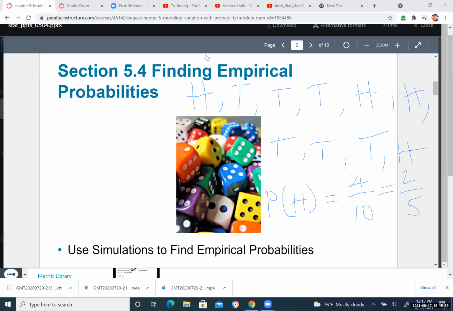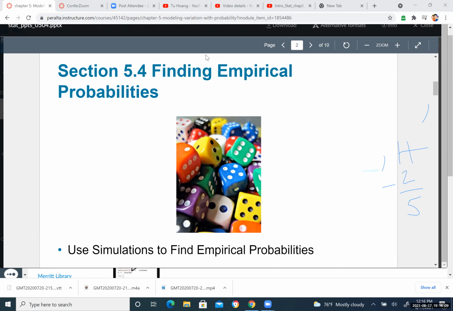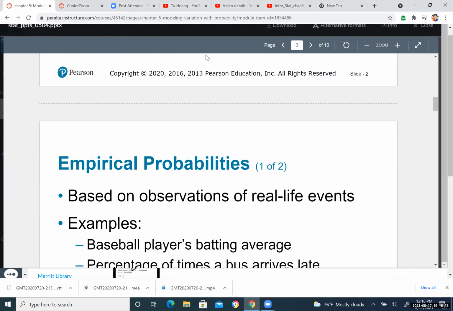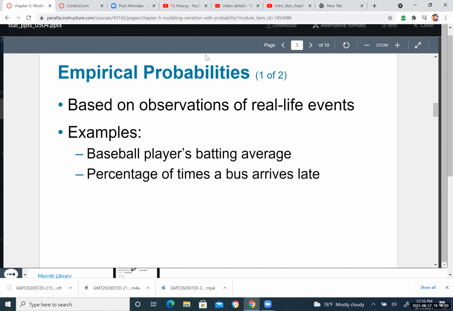Okay, so let me move into details of what's going on here, okay? I just give you the overview, the general information on how to find the empirical probability. And if some people are curious, you can read more from the PowerPoint like this. So for example, based on the observations of real life events, right? That is how they define empirical probabilities.